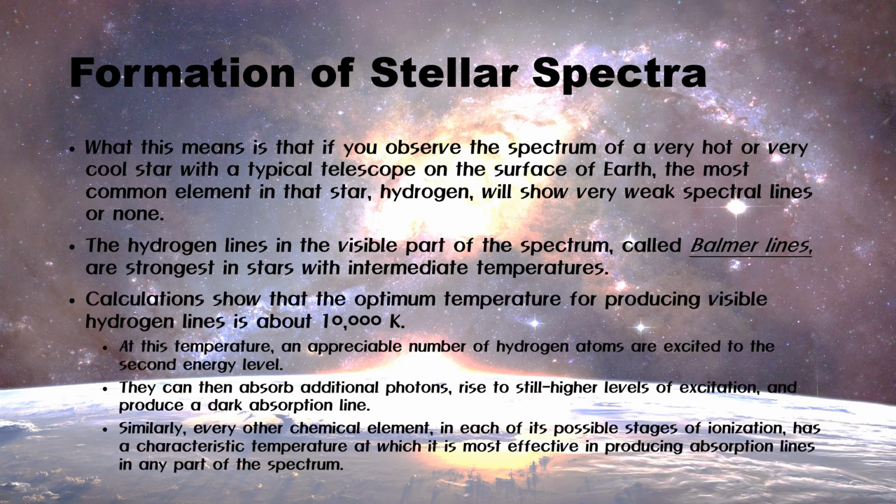Calculations show that the optimum temperature producing visible hydrogen lines is about 10,000 Kelvin, and at this temperature, an appreciable number of hydrogen atoms are excited to that second energy level. They can then absorb additional photons, rise to higher levels of excitation, and produce a dark absorption line. Similarly, every other chemical element in each of its possible stages of ionization has a characteristic temperature at which it is most effective in producing absorption lines in any part of the spectrum.